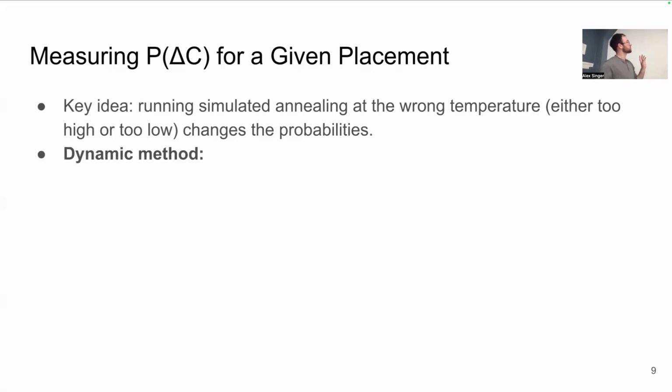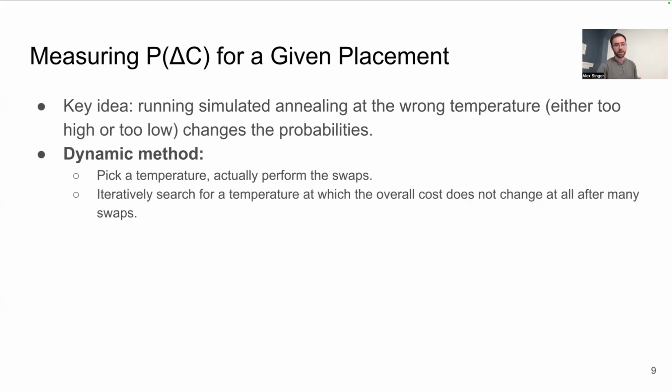So they propose two ways of doing this, because that's actually a bad thing. We don't want that to happen. They propose a dynamic method and a static method, with the dynamic method being not as good. The dynamic method is actually pretty straightforward. Pick a temperature and just go at it. Start performing all the swaps. Start doing all of your moves, and do that for an entire iteration, for a ton of swaps.